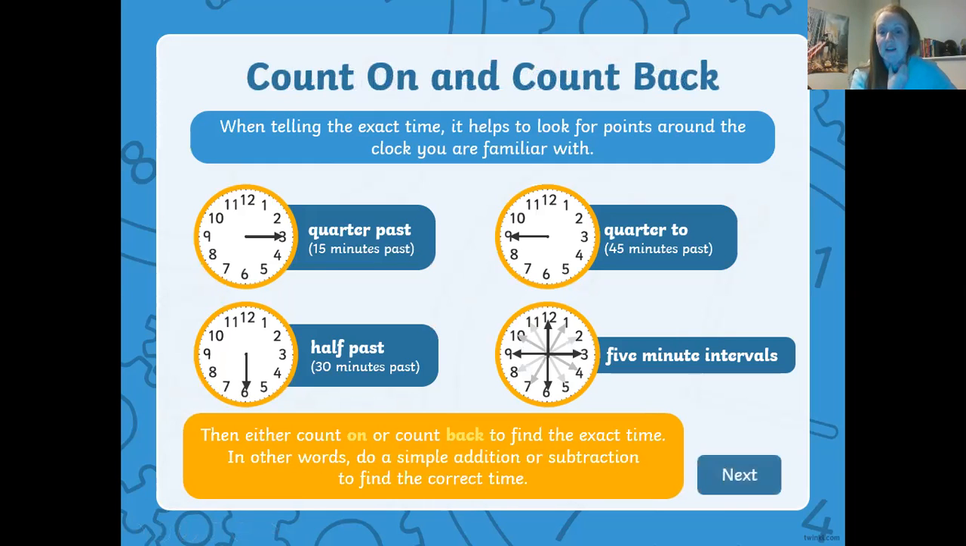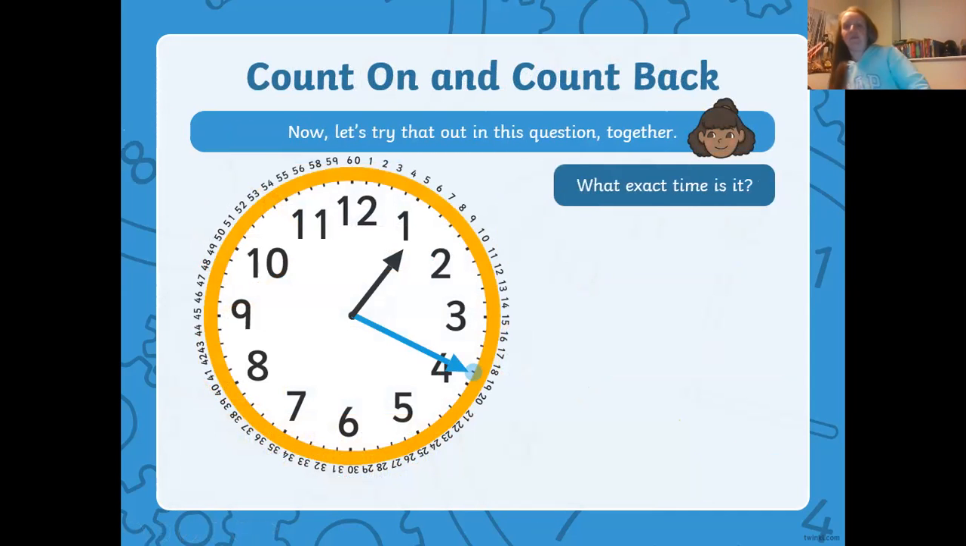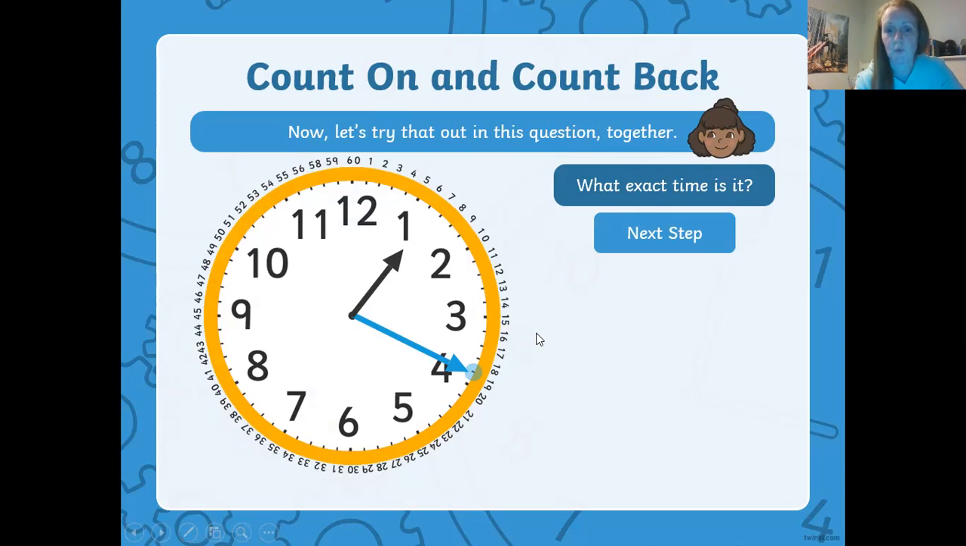And then you can count on or back to find the exact time. It's just what I was just saying. You can just use them as a little tool to help you. Okay, so let's try it out in this question together. What exact time is it? I don't need to go counting all of the mini intervals here. What I can do is I know that number 3 is 15 minutes past, quarter past, 15 minutes. And then from 15, I can count on 15, 16, 17, 18, 19 minutes past.